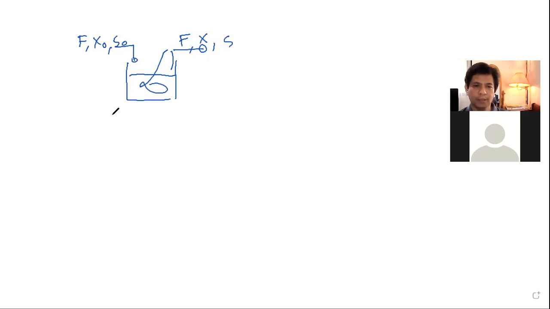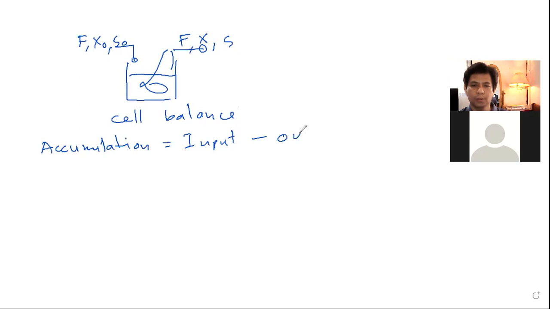So halimbawa mag-aano tayo, cell balance. Cell balance means microorganism balance. So tandaan nyo pa naman, accumulation, basic equation sa chemical reaction engineering. Ibig sabihin ng accumulation, yung accumulation ng cell, this is equal to yung input minus yung output. Tapos plus yung generation ng bacteria or ng microorganism, no?